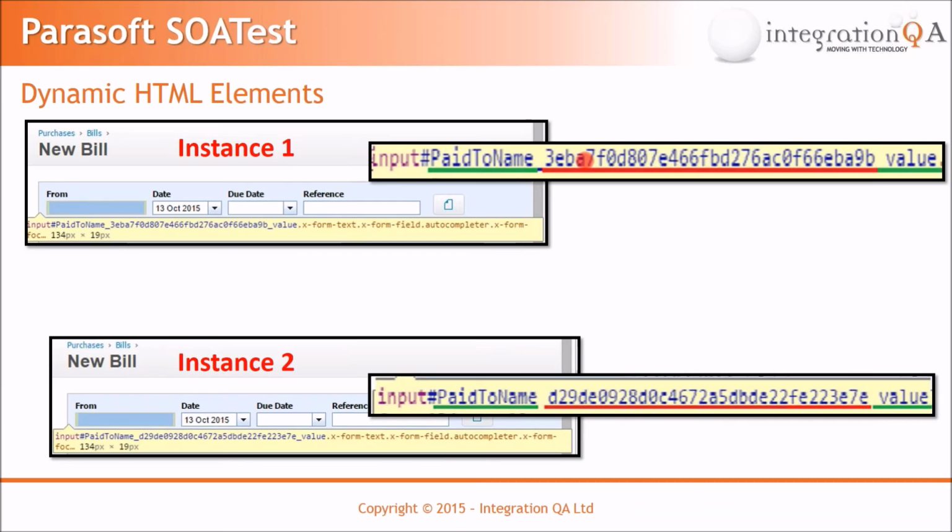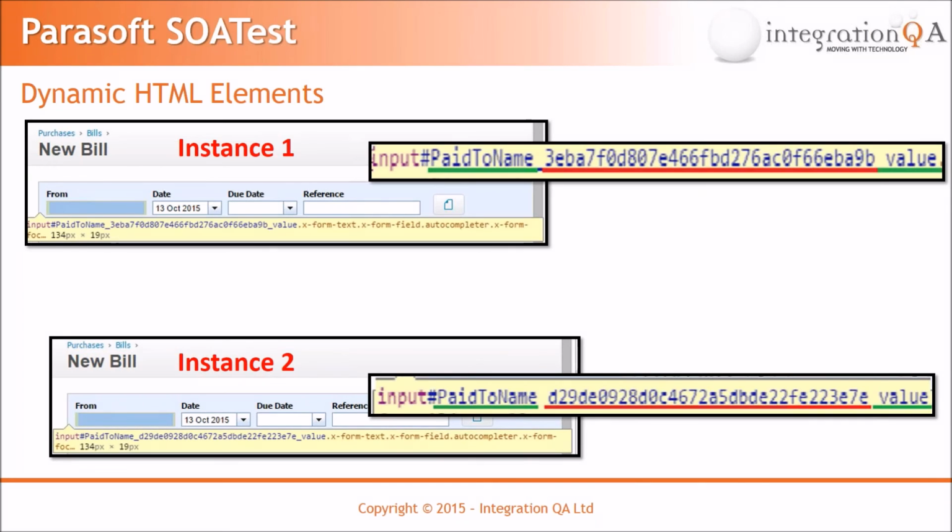It's basically just a search query that's used on HTML elements, and instead of looking for the whole ID, it lets you look for just the parts of the ID that remain the same. That's why we've got them underlined in green. You can see that every time you reload this page, it starts with paid to name and it ends with value. So using what we know, we can search for this ID.